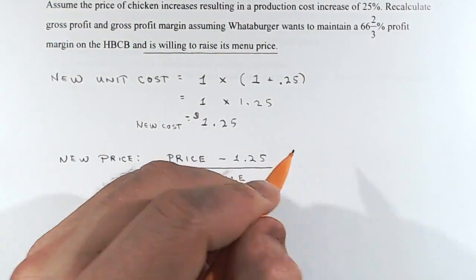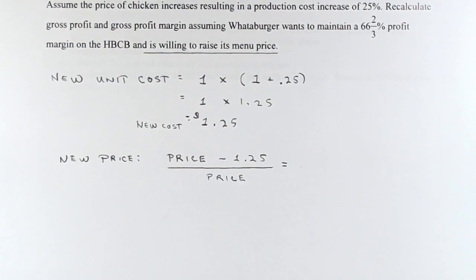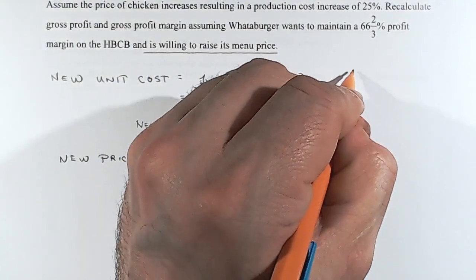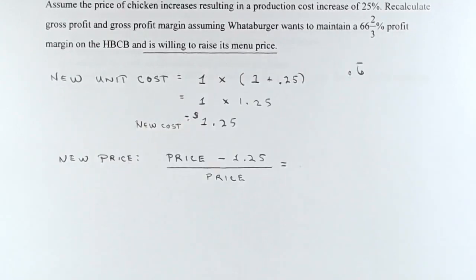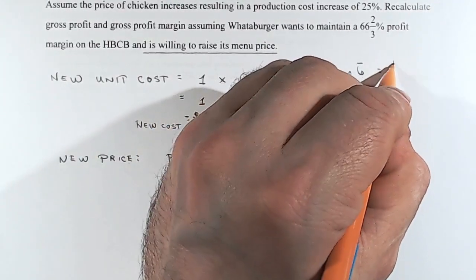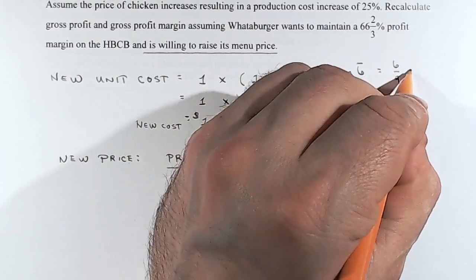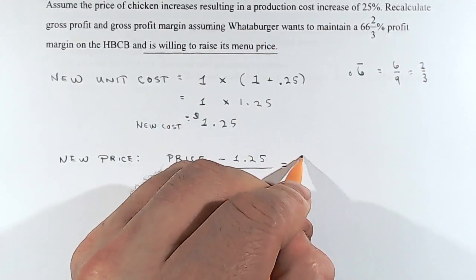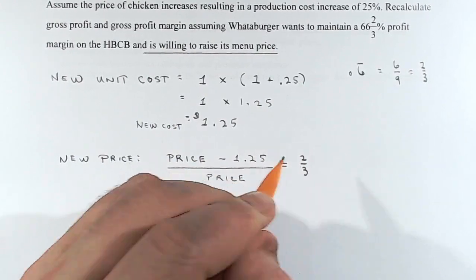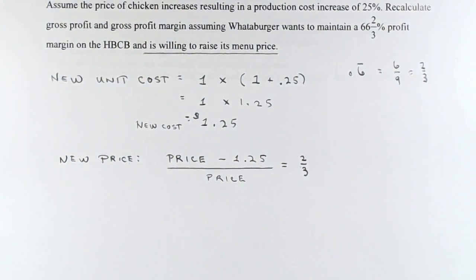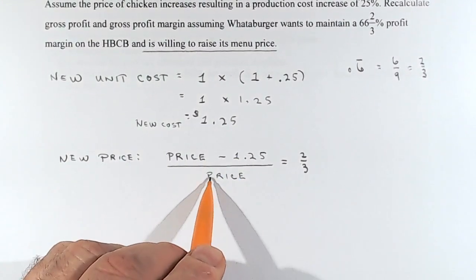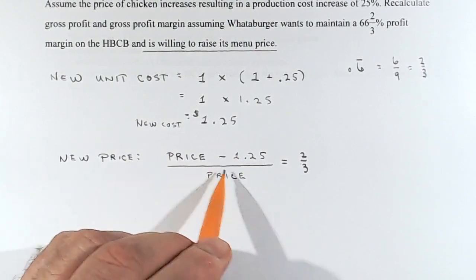And that's just 0.66 or 0.6 repeating. And we should write it as a fraction. Here, I'll show you this. 0.6 repeating as a fraction is equal to 6/9, which is equal to 2/3. So this is all equal to 2/3. You could write 0.6 repeating, but you can't put 0.6 repeating in the calculator. So now we have to get price by itself.